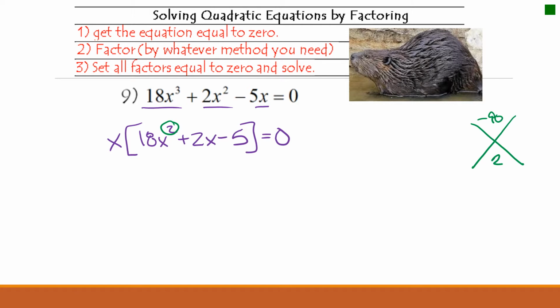Is 18 times 5 90? I'm not even sure about that now that I did that for you. Yep, that's 90. So I'm going to have to write down all my factors of -90. It's going to be -1 and 90, that's not it. -2 and 45, that's not it. -3 and 30, that's not it. -5 and 18, that's not it. -6 and 15, that's not it. -7, -8, -9 and 10, that's not it.